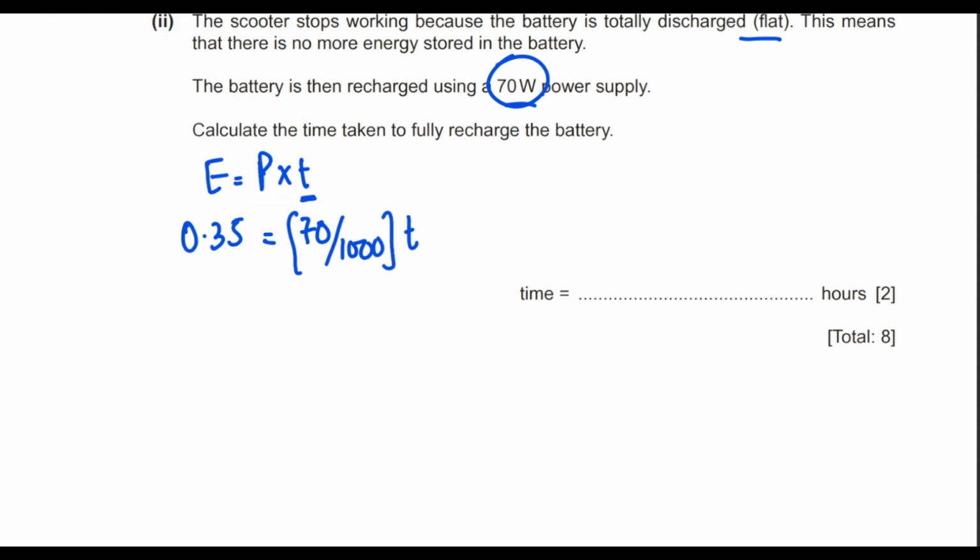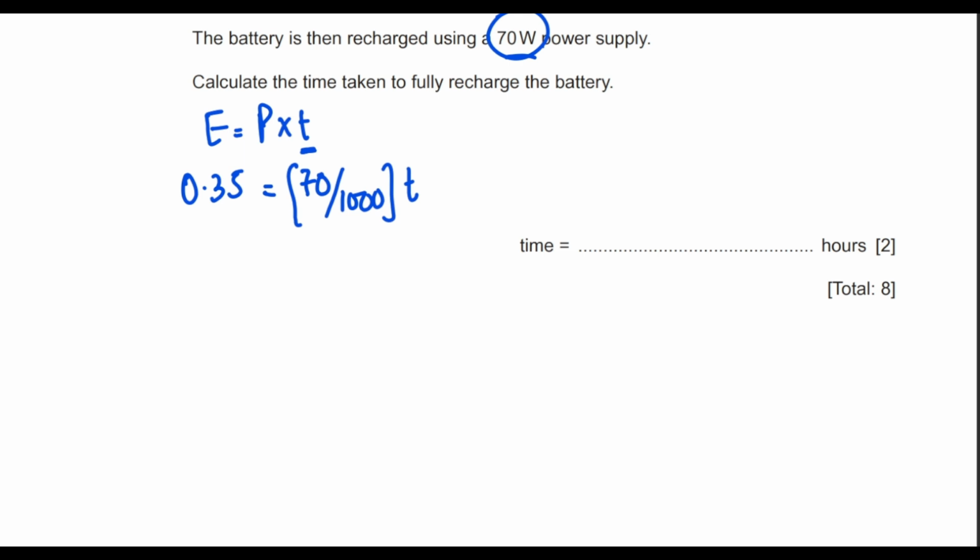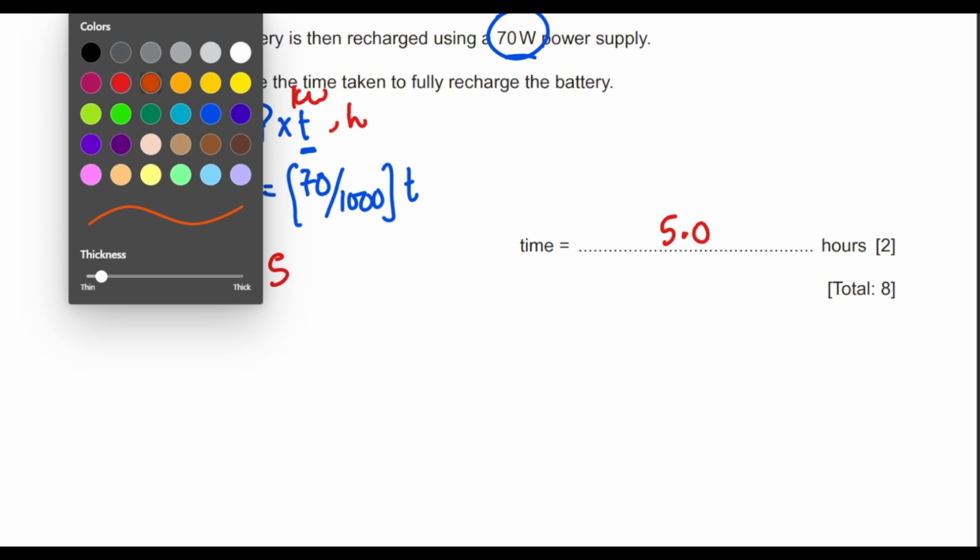We have to make sure the units remain the same. And we understand that for this formula to be used, power has to be in kilowatts and time is found to be in hours. Now, when you calculate, this comes out as 5. So we'll write it down as 5.0 in significant figures, 5.0 hours. So after 5 hours, this will be charged completely.